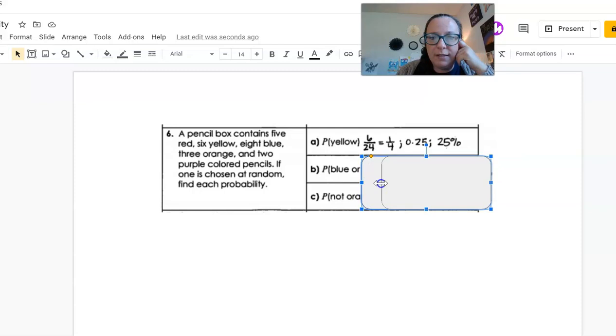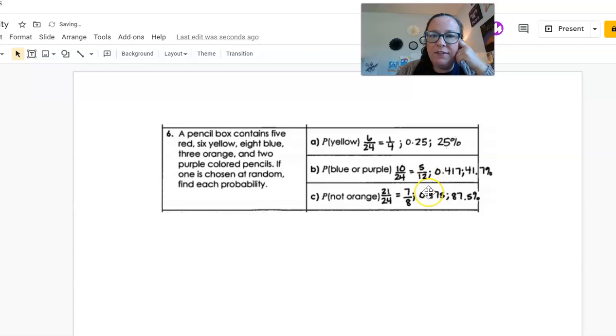All right, what about if it's a blue or a purple? So I would add the blue and purple up. Where's the blue? 8 and 2, so 10 out of 24. And that reduces to 5/12, which is this decimal and this percentage.